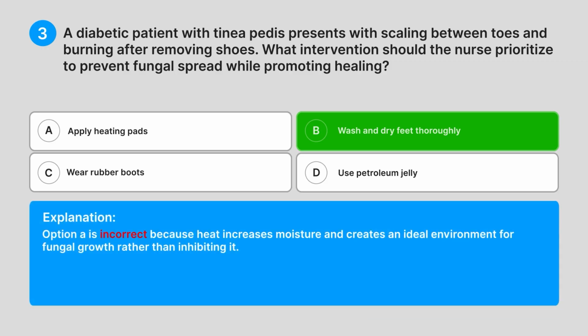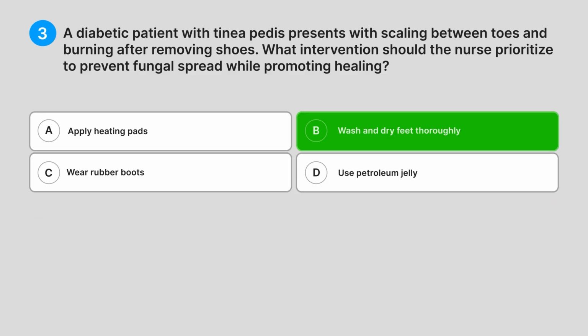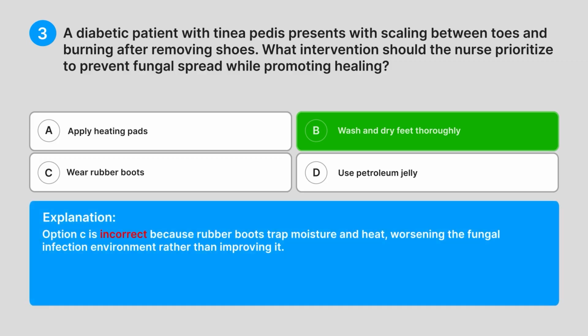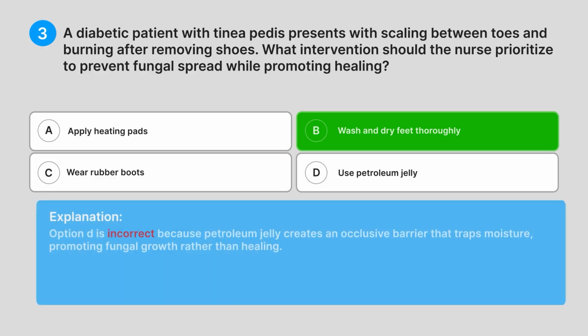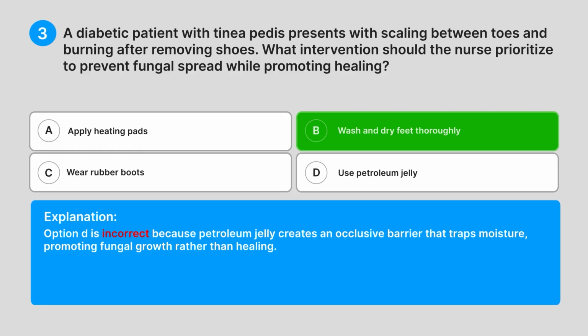Option A is incorrect because heat increases moisture and creates an ideal environment for fungal growth rather than inhibiting it. Option C is incorrect because rubber boots trap moisture and heat, worsening the fungal infection environment rather than improving it. Option D is incorrect because petroleum jelly creates an occlusive barrier that traps moisture, promoting fungal growth rather than healing.